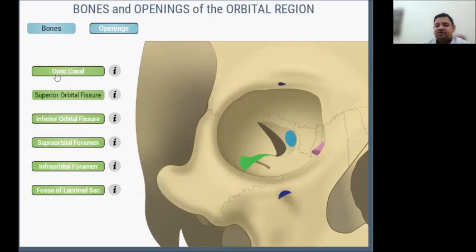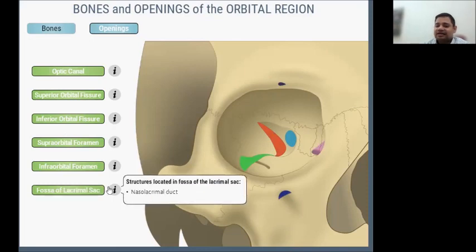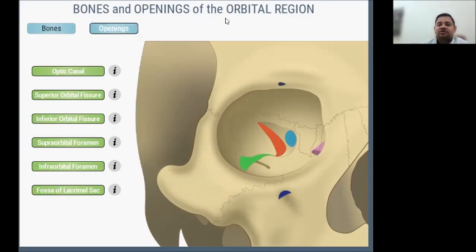So once again, let's see all the openings. Here you see the blue color optic canal, orange color superior orbital fissure. This is the inferior orbital fissure, green part. Supraorbital here on the upper margin, infraorbital on the lower margin of the orbit. And then in the lacrimal bone, there is a fossa of the lacrimal sac which has the nasolacrimal duct. So this was about the bones and openings of the orbital region.